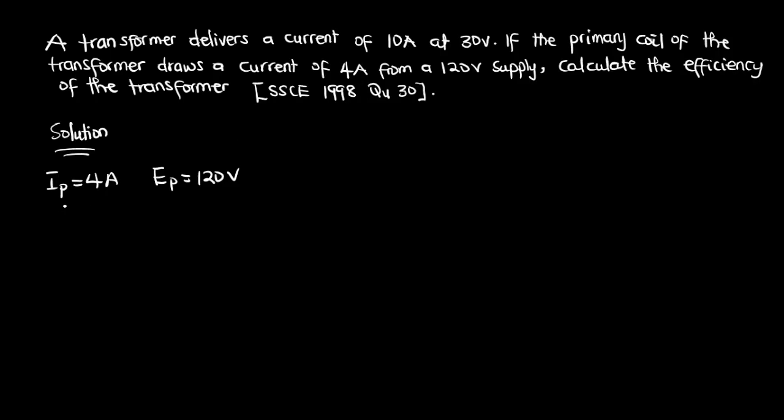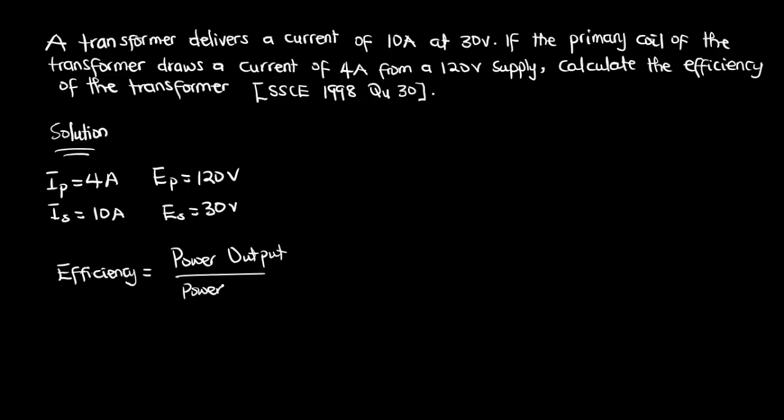So the current given to us over here is the current in the secondary coil, which is 10 amperes, and the voltage is the voltage in the secondary coil as well, which is 30 volts. So we have to calculate the efficiency of the transformer. Now to calculate the efficiency of a transformer, the efficiency is equal to power output over power input multiplied by 100, right?